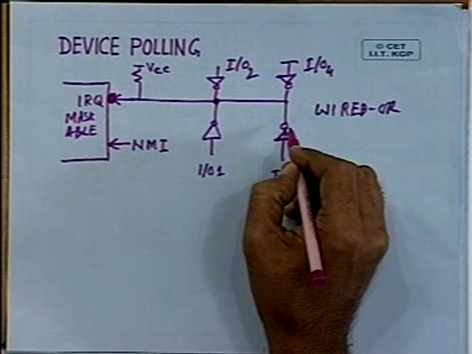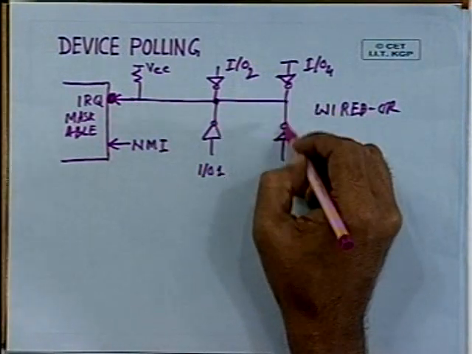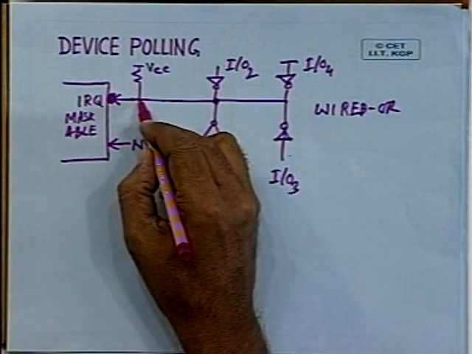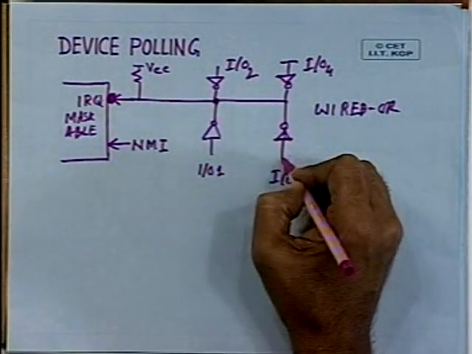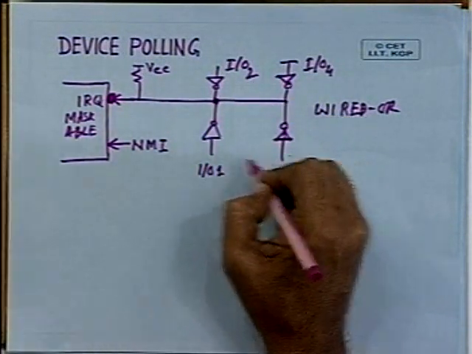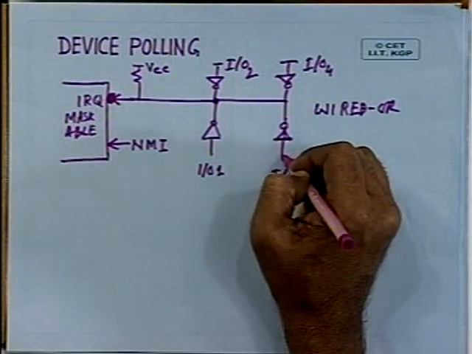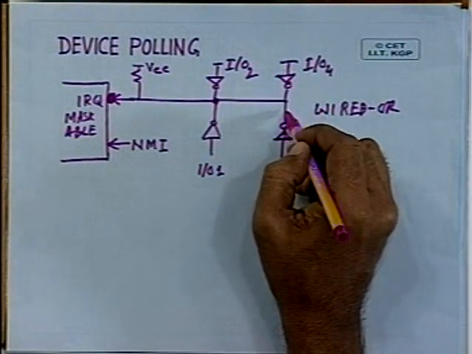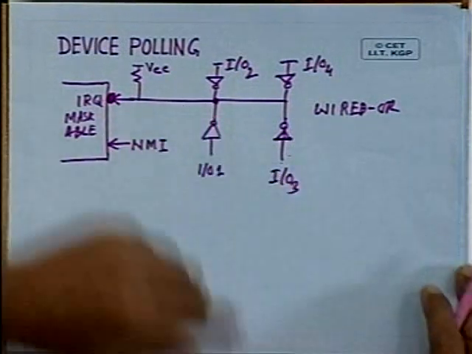Now, in this wired-OR configuration, as you can see here, if none of the interrupt inputs are active, if none of the lines are 1, that means here it is 0, then this output is high, no interrupt is generated. But if any one of these inputs is high here, then this line will be low. That means interrupt coming from any one of these sources will make this line 0 and interrupt will be generated. It can be done this way.